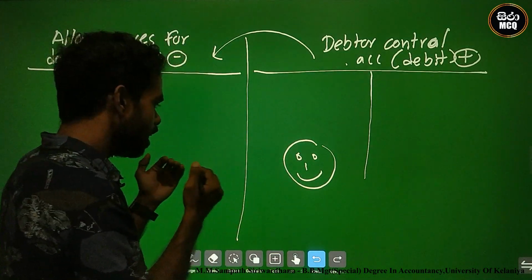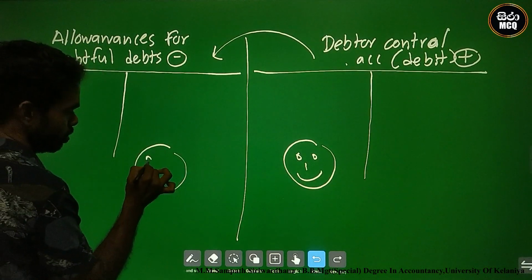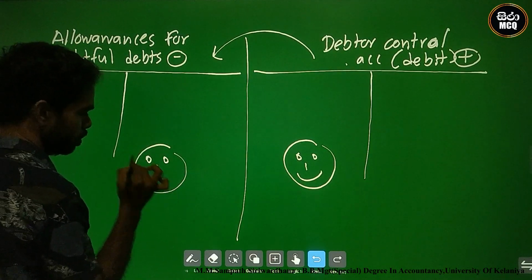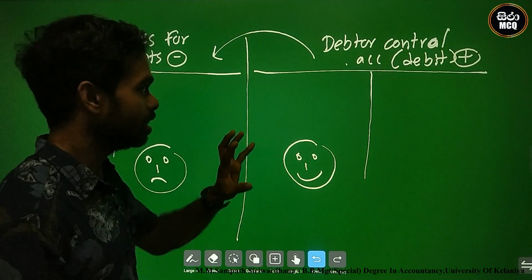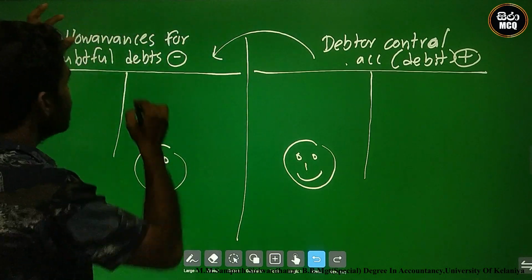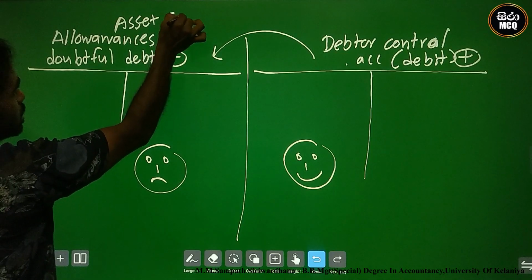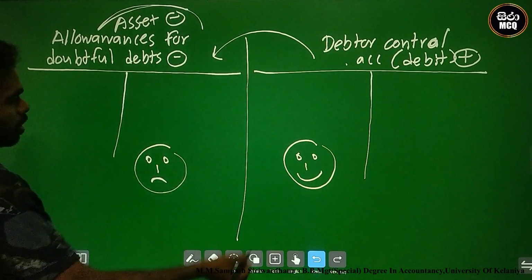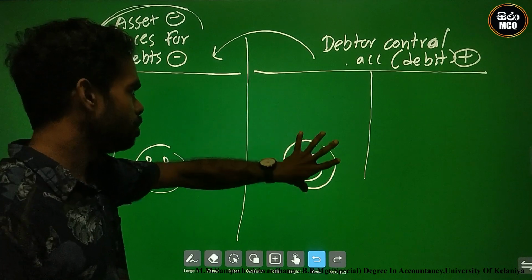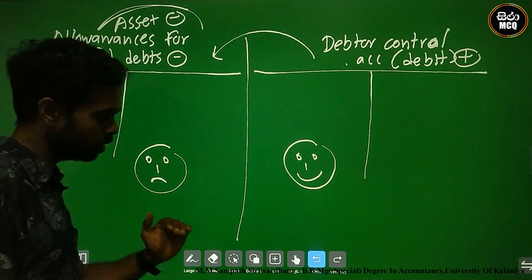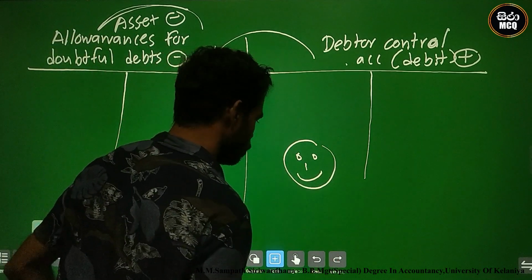This one is the unhappy account. This is an asset account, no? An asset account, but an asset minus account. Why? Asset, this is the happy account; this is the unhappy account.